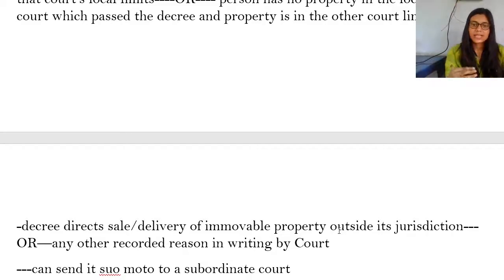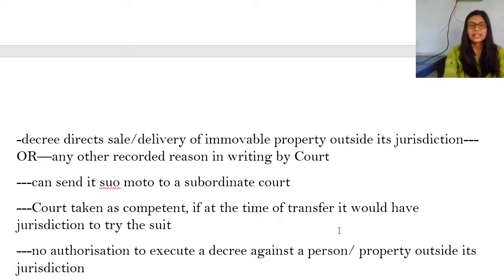Now, how will we decide the competency of the court? Whether at the time of the transfer, does that court have jurisdiction to try the suit? If it has the jurisdiction to try the suit, then it is a competent court. Now, you can understand that in simple terms, dealing with execution, a court only has jurisdiction to execute a decree which is related to property or person residing or within its jurisdiction. It does not have authorization to execute a decree against a person or a property which is outside its jurisdiction.